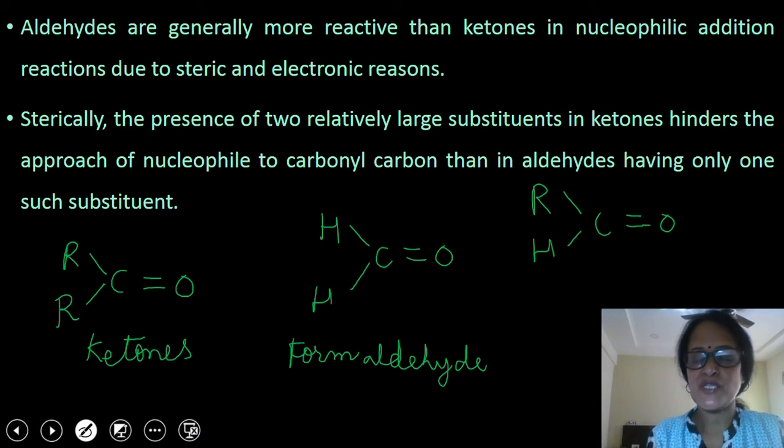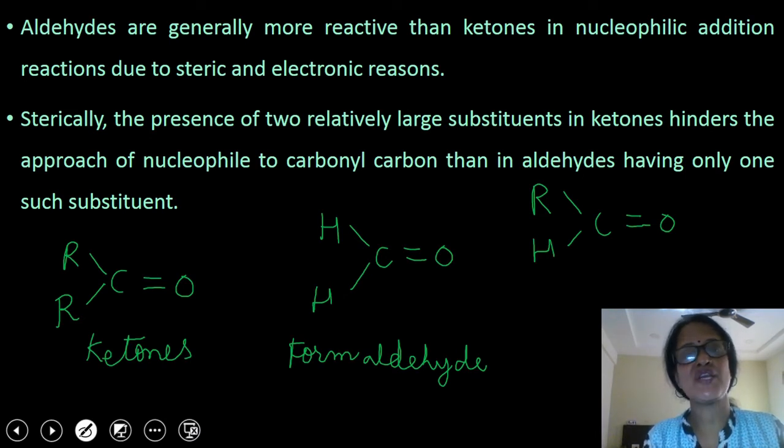Because of the presence of these bulky groups, the approach of the nucleophile on the electrophilic carbon becomes difficult. As in the case of ketones, there are two bulky groups, so the approach of a nucleophile on the electrophilic carbon atom becomes very difficult. This approach will be very easy in the case of formaldehyde, and the attack of the nucleophile will be easy in aldehydes. And as formaldehyde consists of no alkyl group, this attack will be easiest in the case of formaldehyde. So that was all about the steric reason.